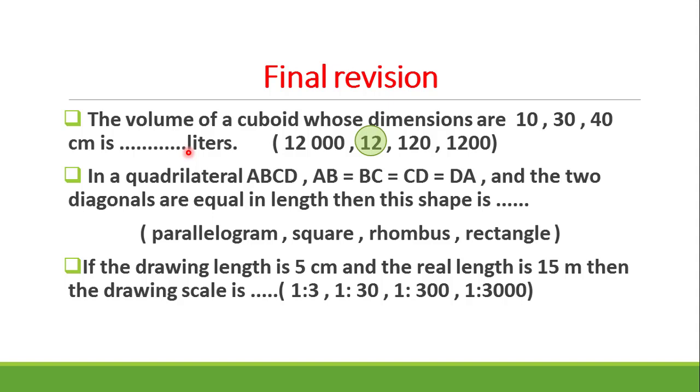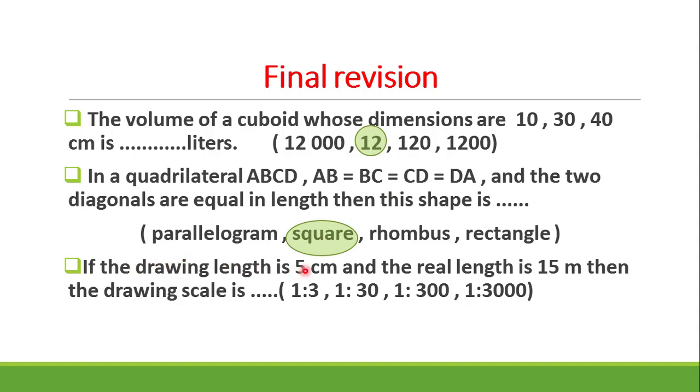In a quadrilateral ABCD, AB equals BC equals CD equals DA, which means the 4 sides are equal. And at the same time, the 2 diagonals are equal. So this shape is, of course, a square.